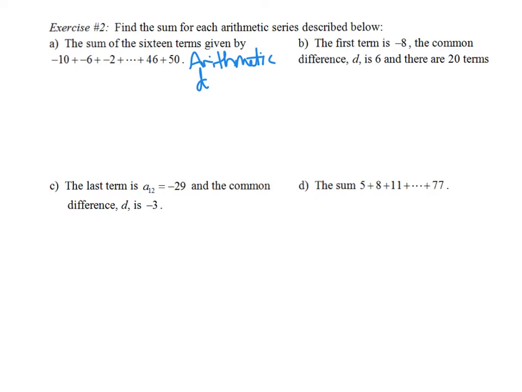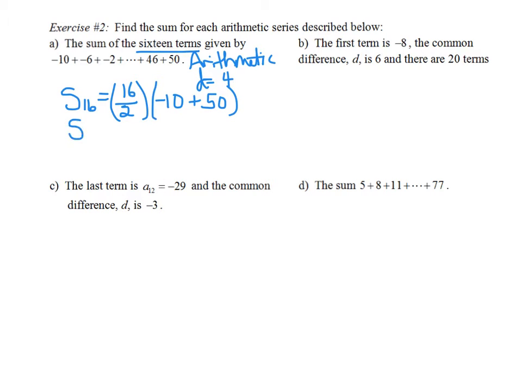And the d value is equal to 4 because to get any term, I have to add 4 to the previous term. So let's make our sum of the first 16 terms, because it said go with 16, so n must be 16. Substituting into my formula, I'm going to say 16 divided by 2 tells me how many pairs I'm going to have. And then I want my first term, negative 10, plus my last term, 50.